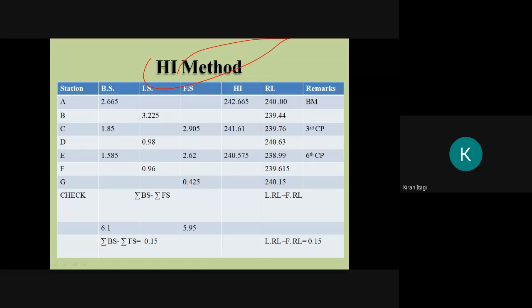So in the HI method, what we were doing: he will give some readings, like backside, foreside, intermediate sides, and he will give the initial RL. Then what we have to do is determine the respective RLs for these stations.